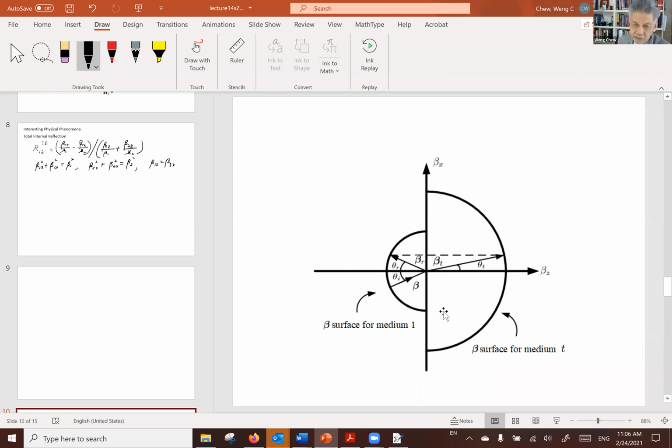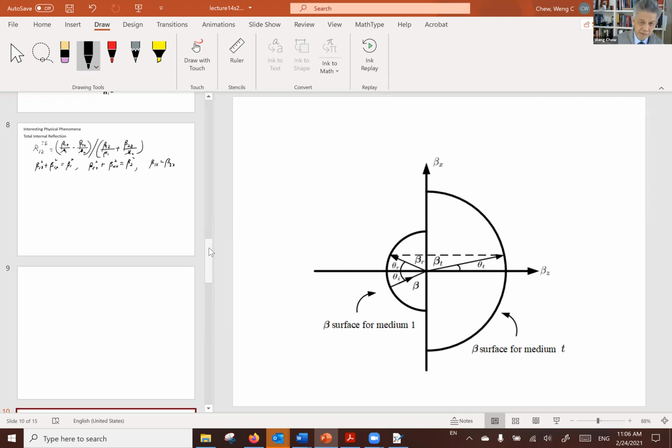And because of phase matching, the x components have to be equal to each other. So this diagram is drawn in such a way that the three beta vectors, in fact, all have the same x components. And phase matching is satisfied. So this is a phase matching diagram for the K surfaces, okay?